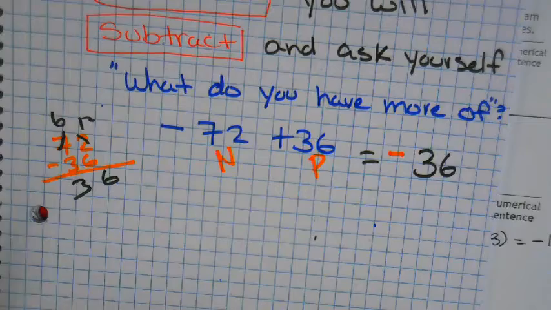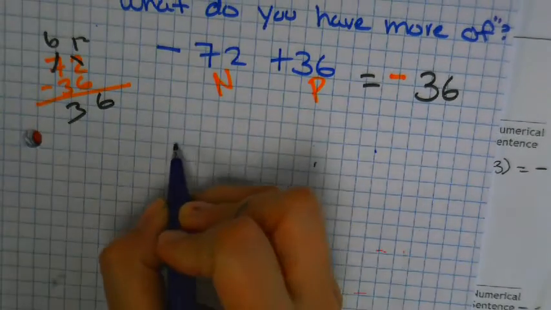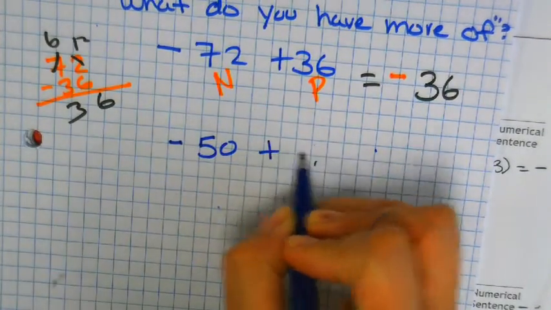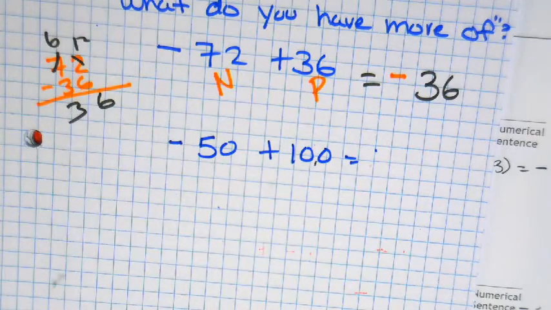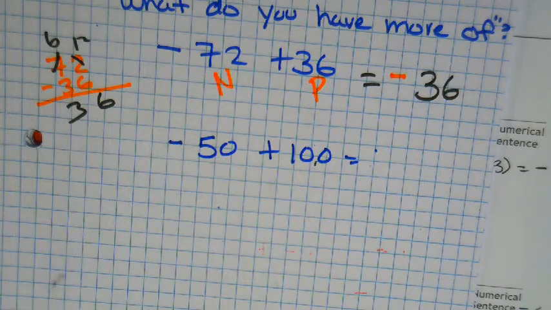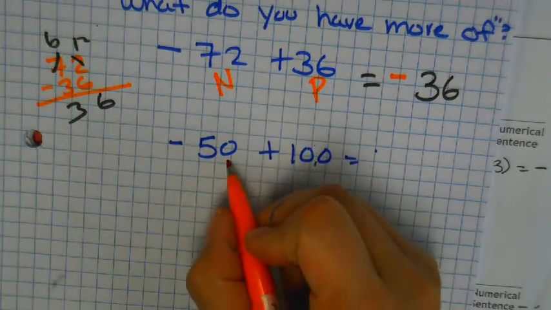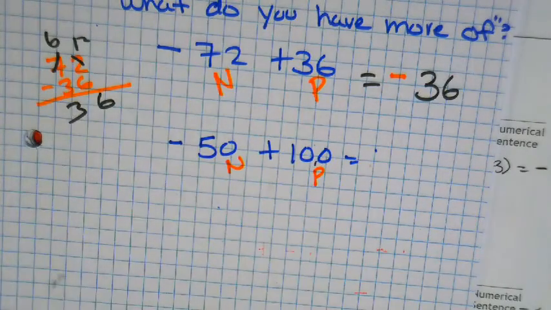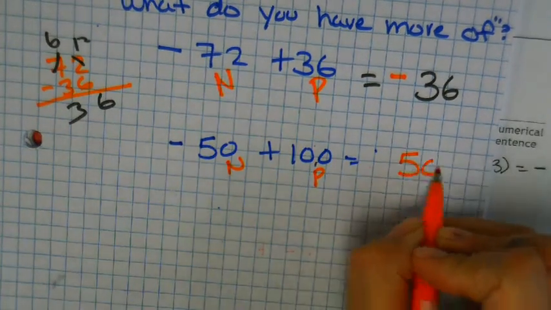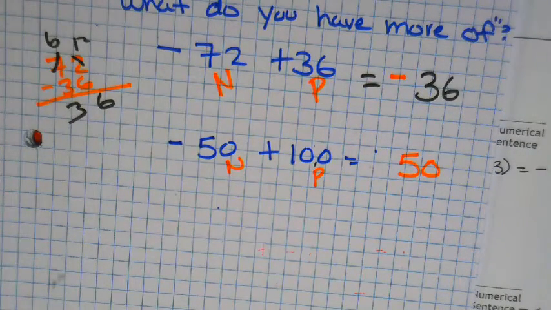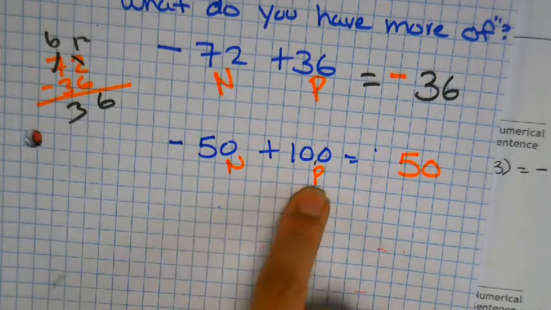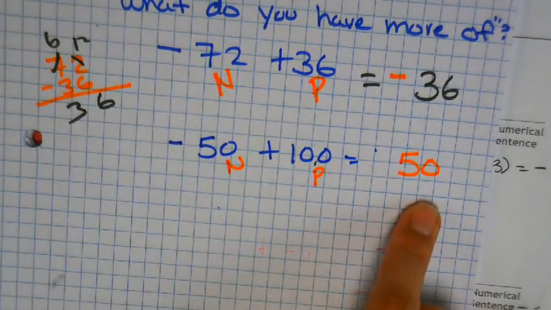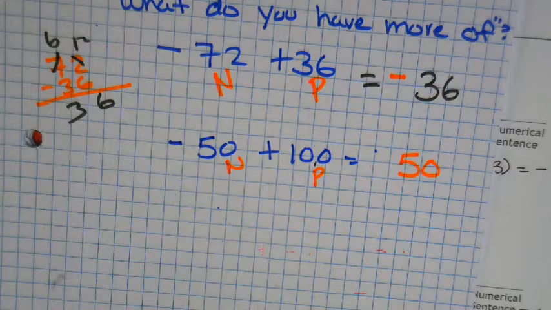Okay. What's negative 50 plus 100? Okay. The first one's a negative. Second one's a positive, right? So you subtract. What's 100 minus 50? Go back to your problem. What do you have more of? More positive, so your answer is positive 50. Or just 50 by itself, right? When it's a positive number, you don't have to write down that it's positive. You just say, less is more.